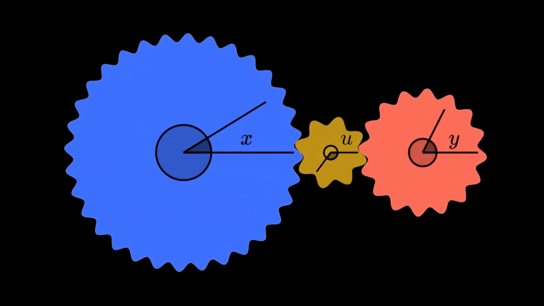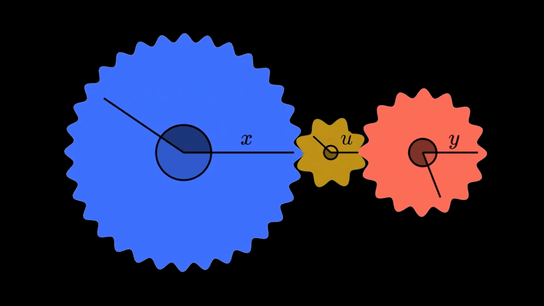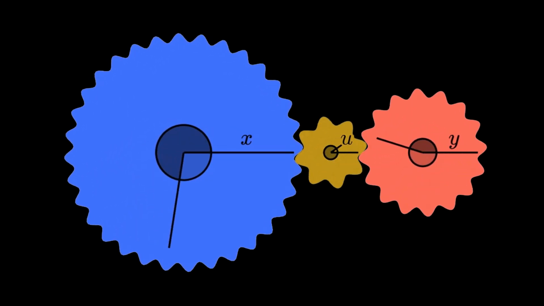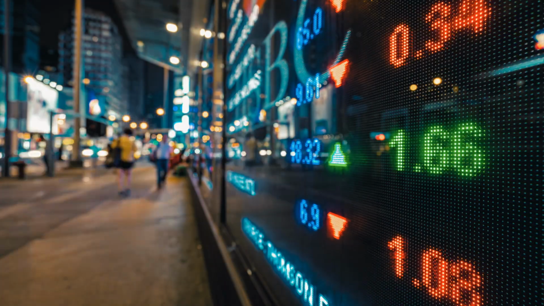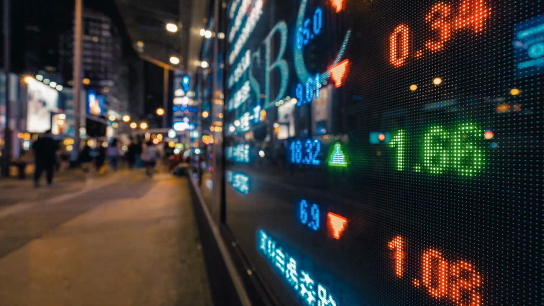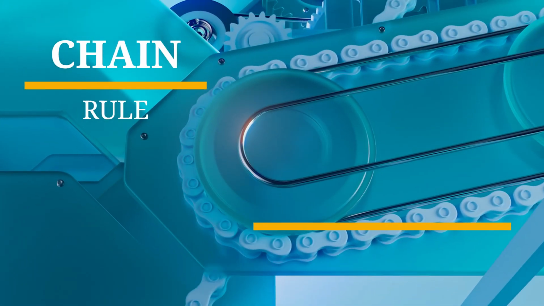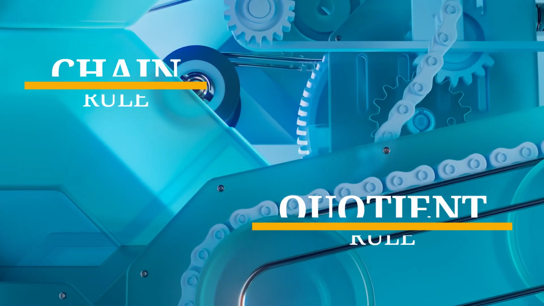Have you ever wondered how we calculate the rate of change for complex functions? Like when one variable depends on another that depends on yet another. Or how to find the best possible value: maximum profit, minimum cost, or fastest time. In this video, we'll unlock two powerful derivative tools, the chain rule and the quotient rule, and then see how they come alive in real-world optimization problems.